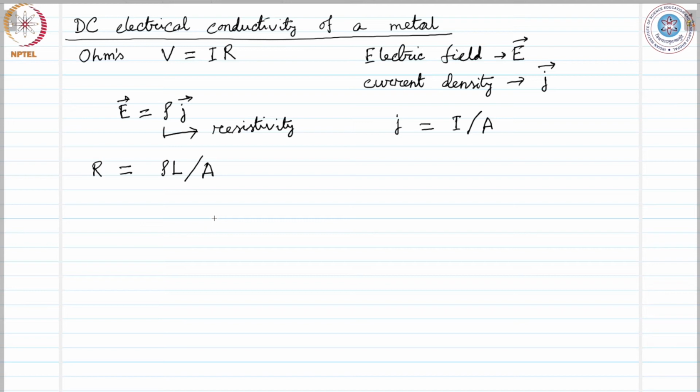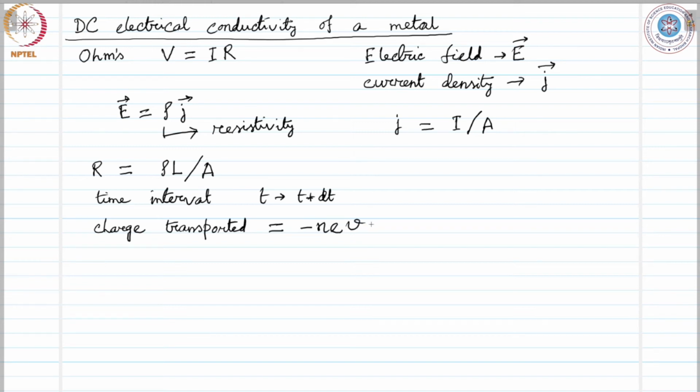And if we consider time interval dt, within this time interval, the charge density crossing a given cross section A in time dt can be written as... we are writing it as the charge transported within this short time of dt, would be minus n e v a dt, because minus e is the electronic charge. We are assuming that all the electrons are moving along one particular direction.